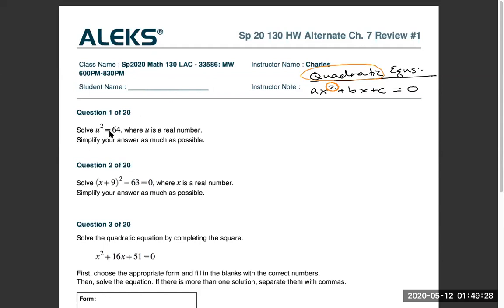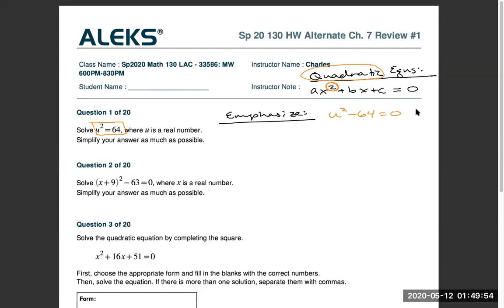We're solving u squared equals 64, where u is a real number. Simplify your answer as much as possible. So I just want to emphasize here that this equation that you see right here can be written in a quadratic form. If I subtract 64 from both sides, I have u squared minus 64 equals 0.